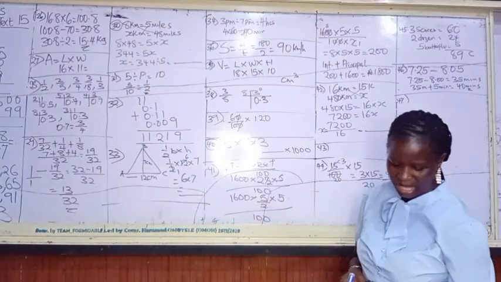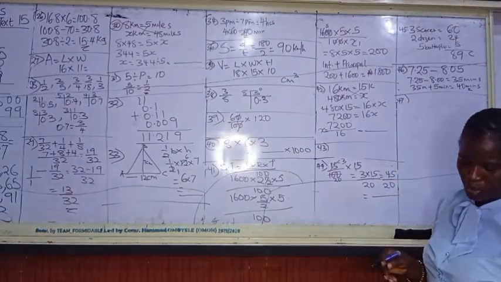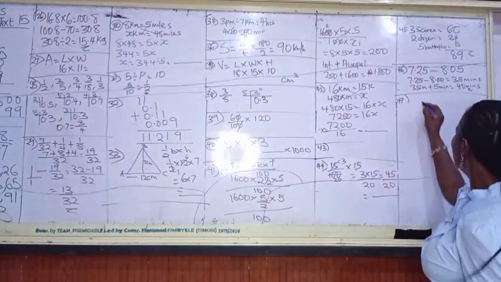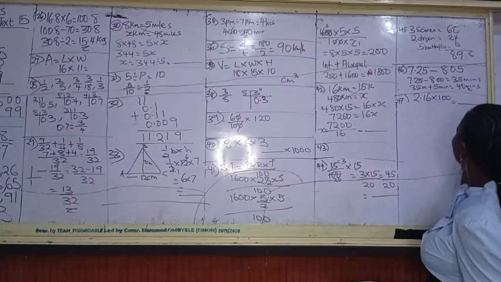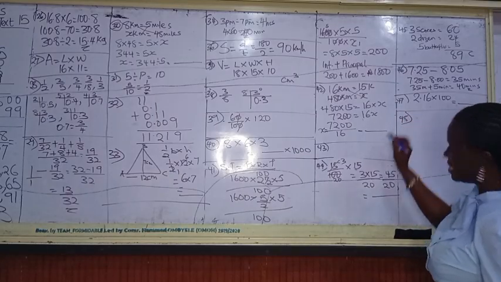Number 47. How many centimeters are there in 2.16 meters? That will be 2.16 meters multiplied by 100, and you get your answer.